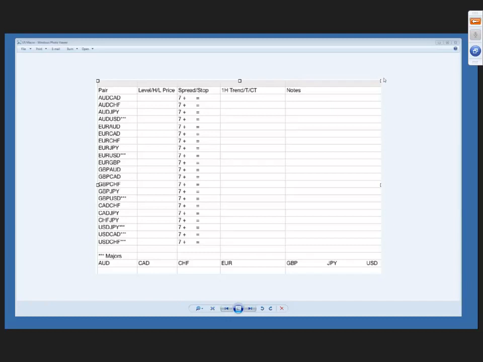So this is the first thing I do, is I'm looking here and I'm determining which pairs that I may want to trade, and it's usually 7 or 8 pairs. Out of the 21 here, it's usually 7 or 8 pairs that I find interest in that particular day.